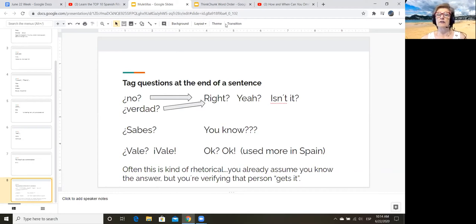Bueno, ¿tienen preguntas? ¿Tienen preguntas antes de empezar? ¿Tienen preguntas, sí o no? No, nada. Okay.